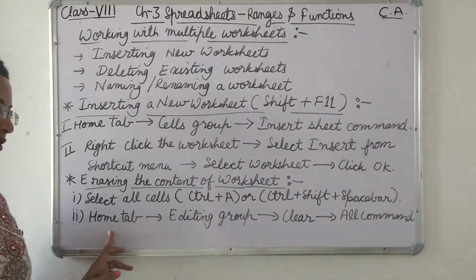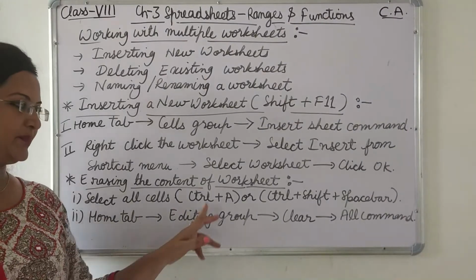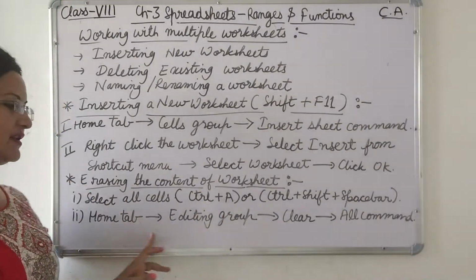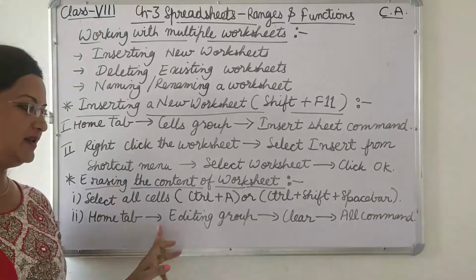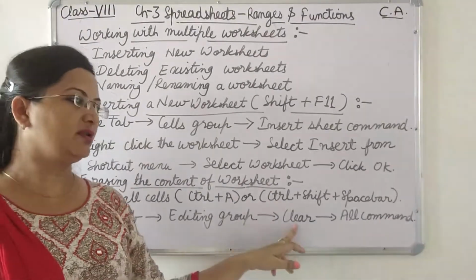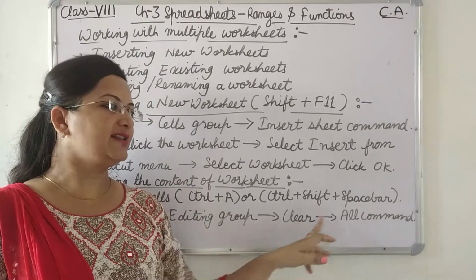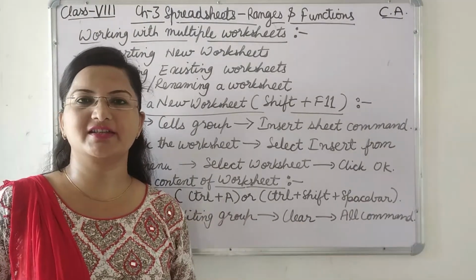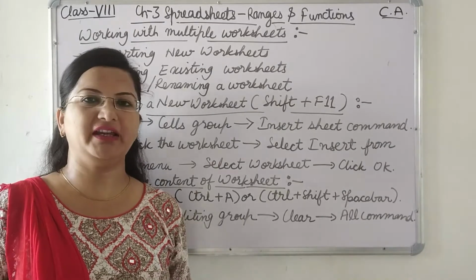What you have to do? Select all the cells. You can use a simple shortcut, that is Control A. And then after that, you have to click on the Home tab in the ribbon. Go to the Editing group. Choose Clear. In the submenu, you have to select the All command. And all the data on that particular worksheet will be erased.